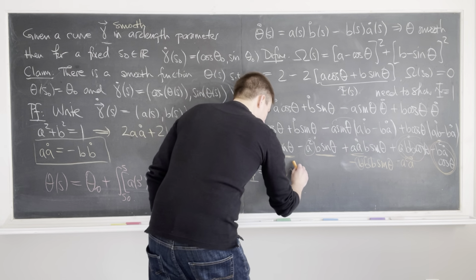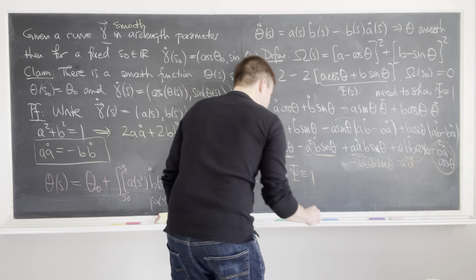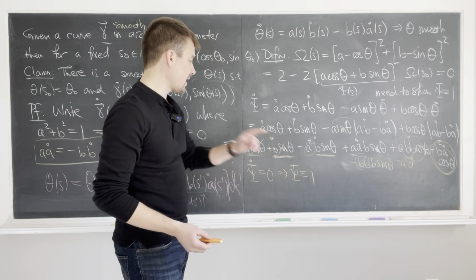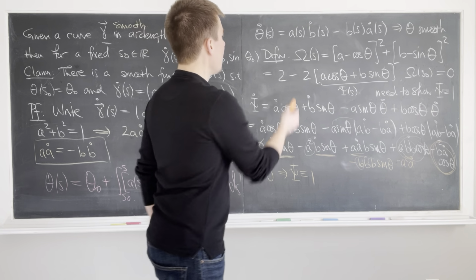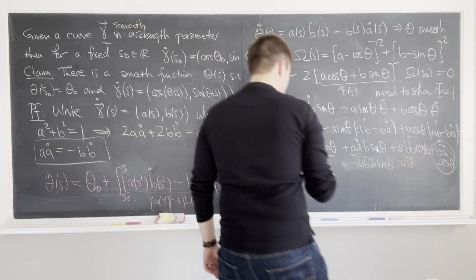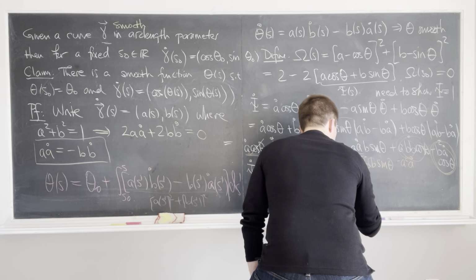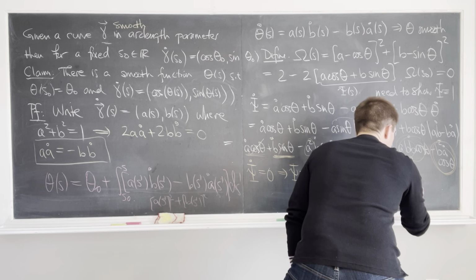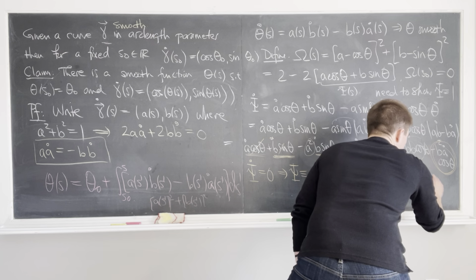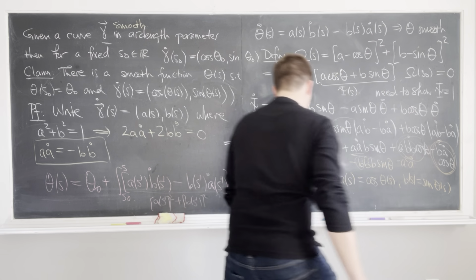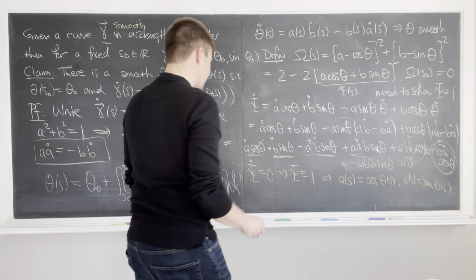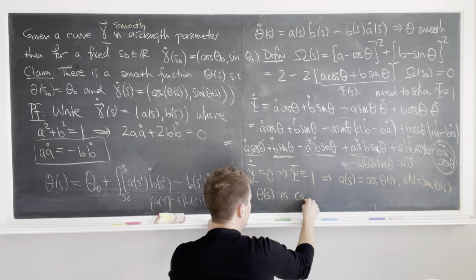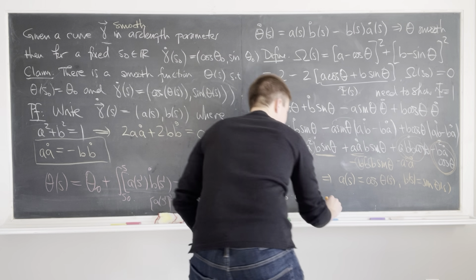And that says that psi is constant, and that constant has to be equal to 1, right? So in other words, I've shown the derivative of something is equal to 0. That function is a constant, so psi is 1, and therefore this omega is identically 0, and this implies that a of s is cosine theta of s, and b of s is sine of theta of s. And this function theta of s is called the turning angle of the curve gamma.